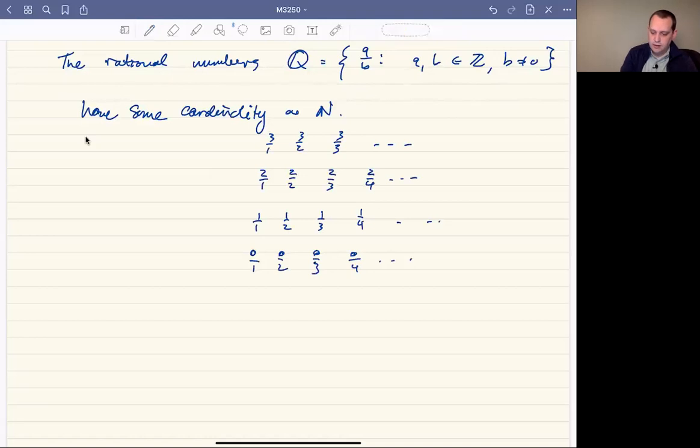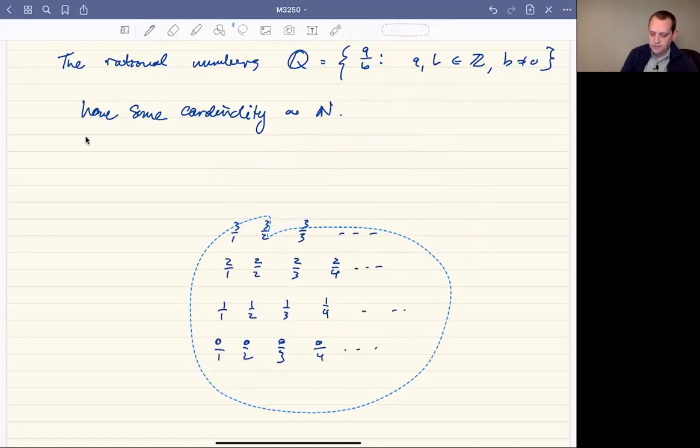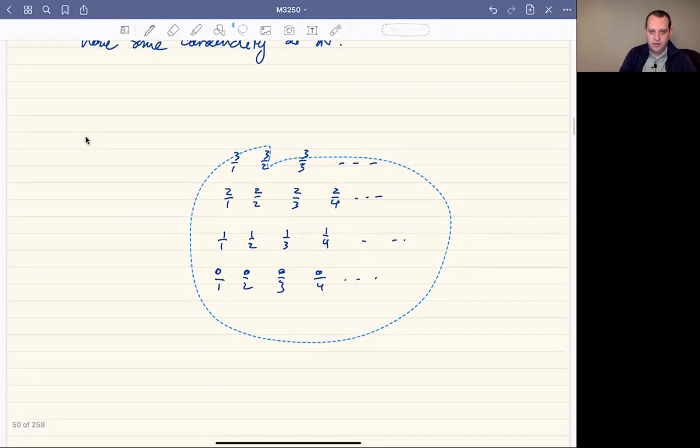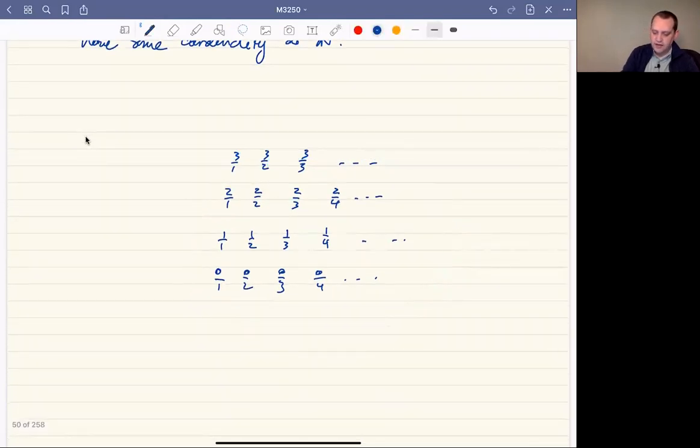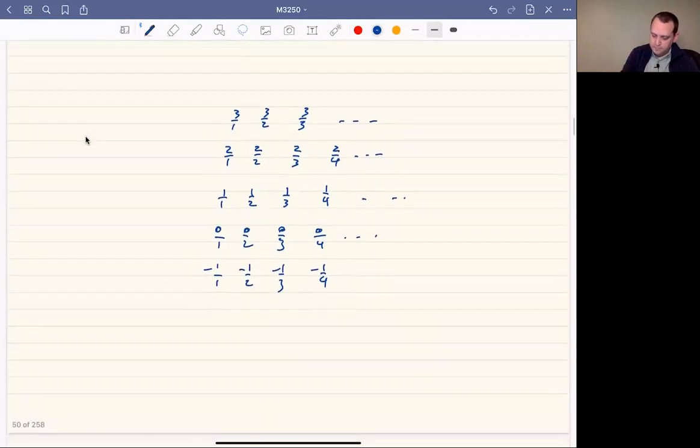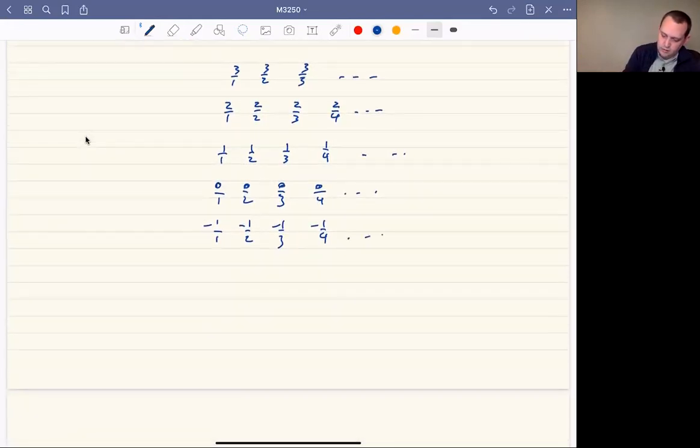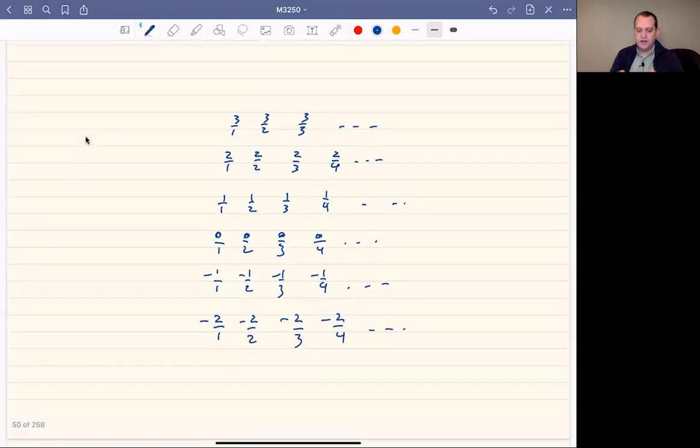Okay. And then we'll continue that infinitely far in that direction. Below that, we'll have the negative values. So -1 over 1, -1/2, -1/3, -1/4, and so on. Okay, and -2 over 1, -2 over 2, -2/3, -2/4, and so on. So here I have this kind of infinite grid of all the fractions that we could possibly have.